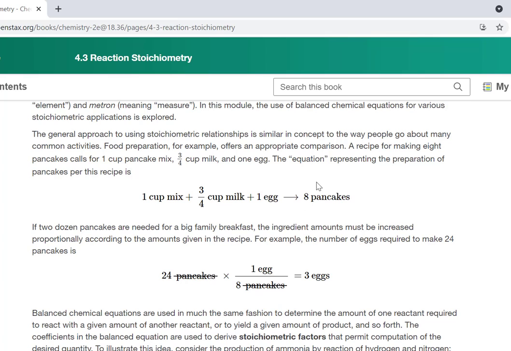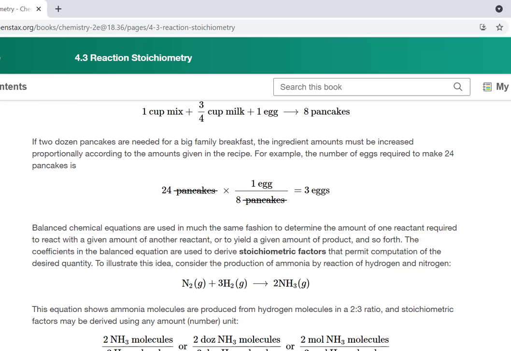So we would use the recipe to figure out, well, what do we need to do differently? So we would say, okay, for 8 pancakes, we needed 1 egg. So if we want 24 pancakes, we have basically a conversion factor of 1 egg to 8 pancakes that we then use to figure out how many eggs we would need. We would do something similar for each of the other components of that recipe. Okay, so these are basically the same idea of what we'll be doing with chemical reactions.